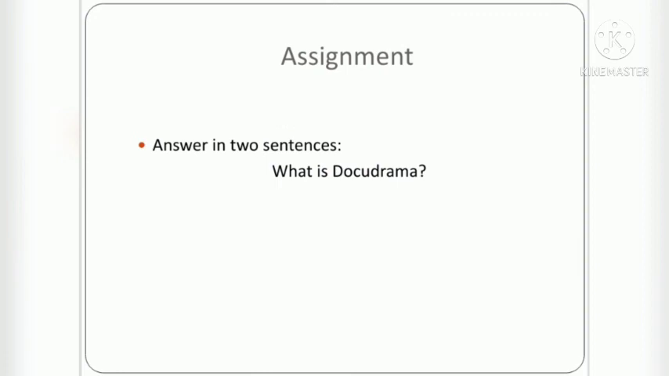And so it's time to wind up this session. As an assignment, answer in two sentences what is docudrama.